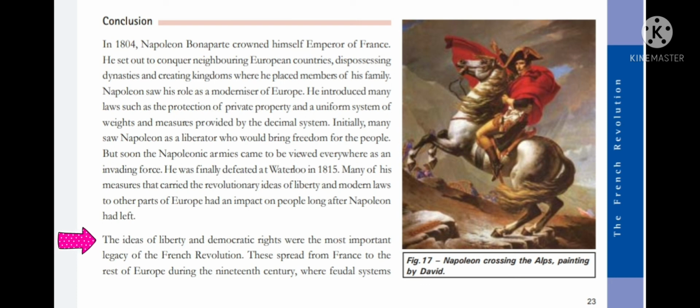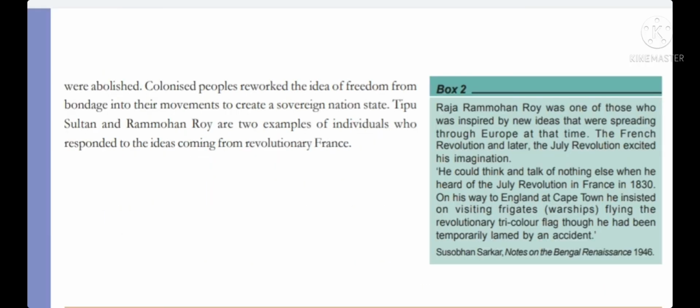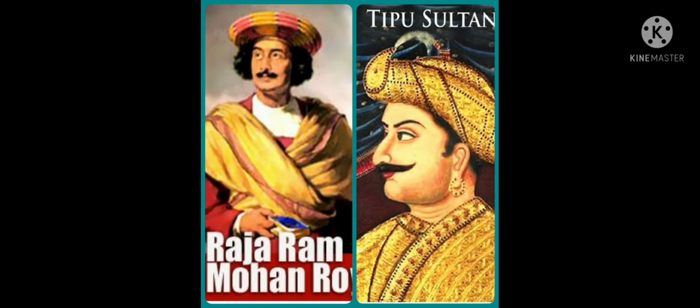The legacy of the French Revolution, that is, the ideas of liberty and democratic rights, spread from France to the rest of Europe during the 19th century. Tipu Sultan and Raja Ram Mohan Roy from India also responded to the ideas that came from revolutionary France. So with this, we have completed our first chapter.